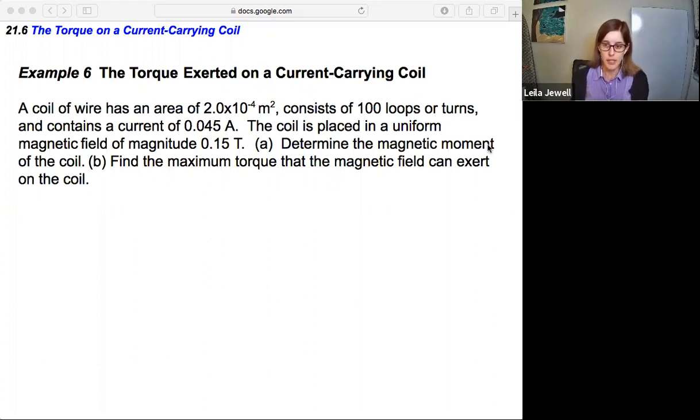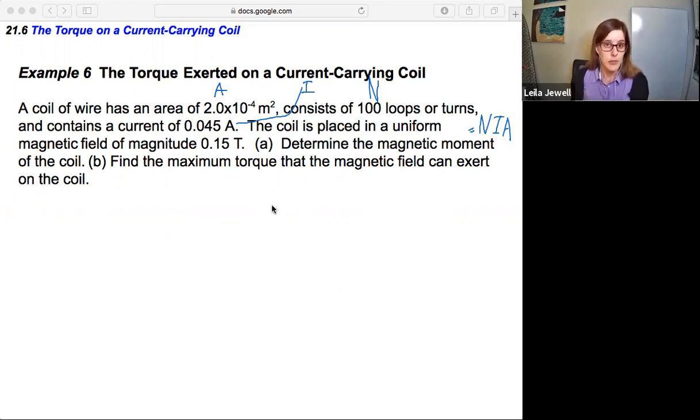So we remember that the magnetic moment we just saw is N times the current times the area. And we have all those things, right? The area is given to us directly. We know the number of turns is 100, and we know the current in amps here.